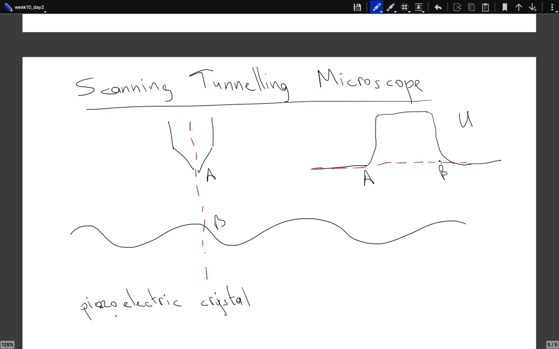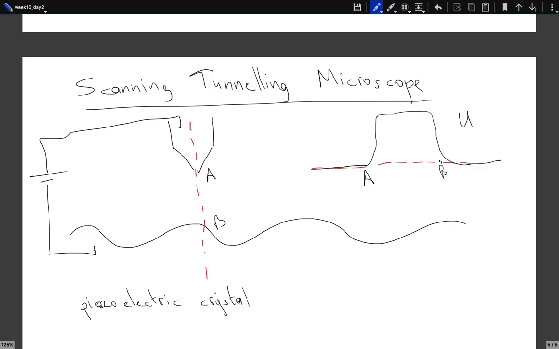Then you can basically do two things. For example, if this tip at this height comes over here, you see L is increased. The probability will drop. Now, in this case, how do you measure the probability? Well, you apply a potential difference between the tip and what's called your substrate. That potential difference creates a current.